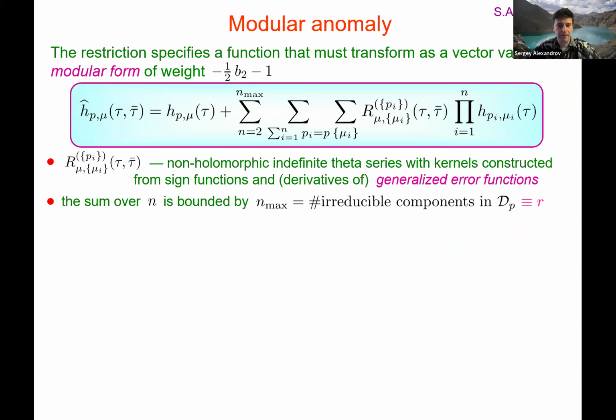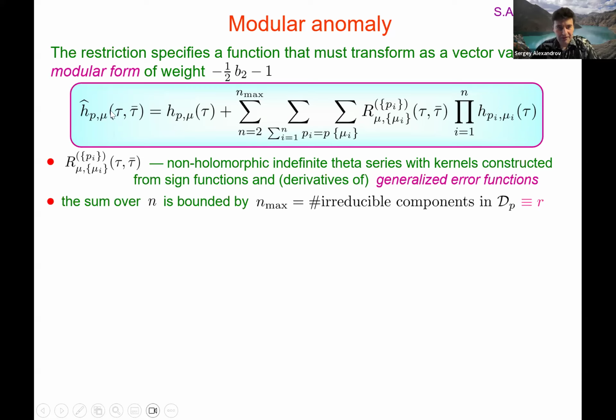To formulate them, I will introduce a certain function, which I will call h hat, and which is a deformation of my original generating function. So you add a certain term, which is a bit complicated. I will explain it later, but first let me formulate the restriction. It says that this function, which is now a non-holomorphic function of tau, depending also on tau bar, must behave as a true modular form of a particular weight determined by the second Betti number of the Calabi-Yau.